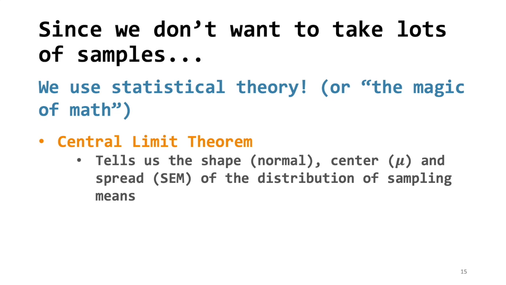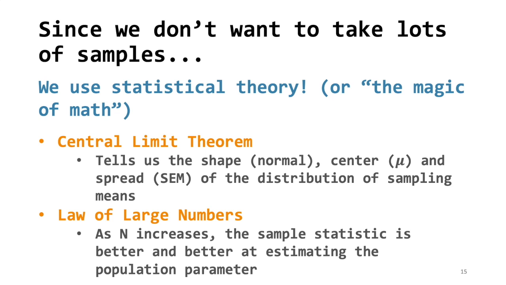Hopefully this will make more sense in just a minute. But this idea makes it so we don't have to take so many samples. It's really awesome. The other idea is the law of large numbers. As our sample size n increases, the sample statistic is better and better at estimating the population parameter. A sample size of 10 is going to give us a decent estimate. A sample size of 100 is going to be a lot better. A sample size of 1,000,000 is going to be way better. With 1,000,000, we're going to be really, really certain where the population parameter most likely is. With a sample of 10, we're not going to be as certain.